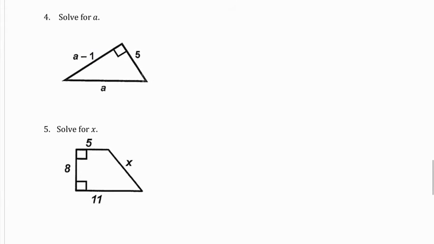For number 4, again, the same thing. Always identify your hypotenuse so you know which one's which. This one here is our hypotenuse, remember, because it's opposite the right angle. So this is actually our c, and then these are our a and our b, our legs. Be careful here when you square the a minus 1. Parentheses are going to be important there. So we've got a minus 1, we're going to square that one, plus our other leg, which is 5 squared, should equal our hypotenuse, which is a squared.